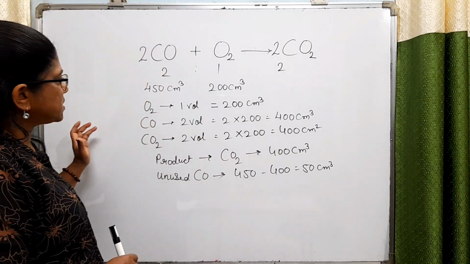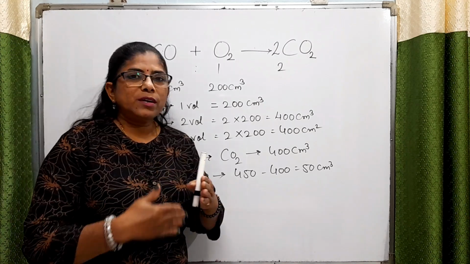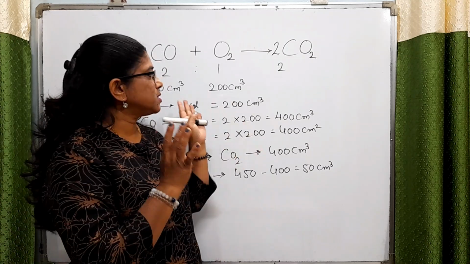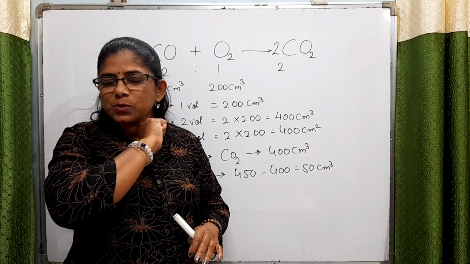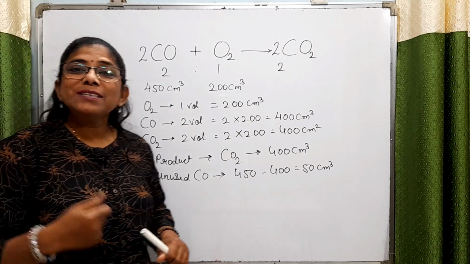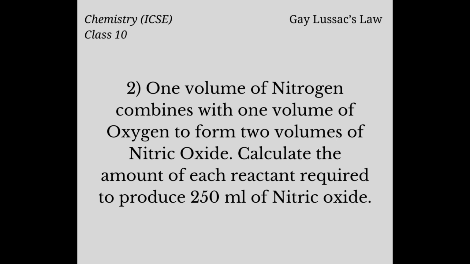So this completes our first problem based on this law. As we go on solving different examples, you are going to become 100% perfect in this law, and I am sure you are going to score full marks in the problems based on this law. Now let's move to the second problem based on this law. The second problem is: 1 volume of nitrogen combines with 1 volume of oxygen to form 2 volumes of nitric oxide. Calculate the amount of each reactant required to produce 250 ml of nitric oxide.